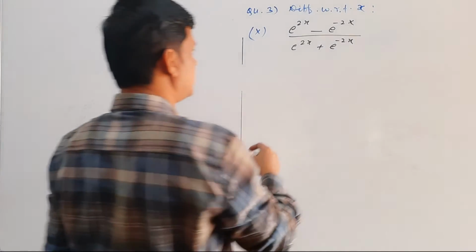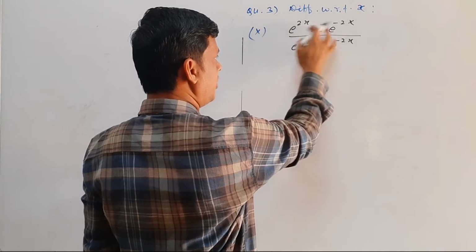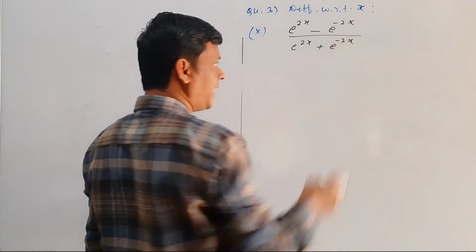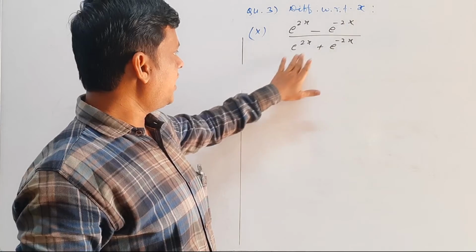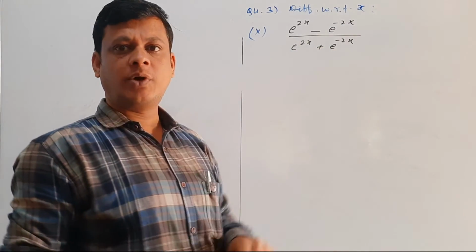Now see sub question 10, e raised to the power 2x minus e raised to the power minus 2x upon e raised to the power 2x plus e raised to the power minus 2x.